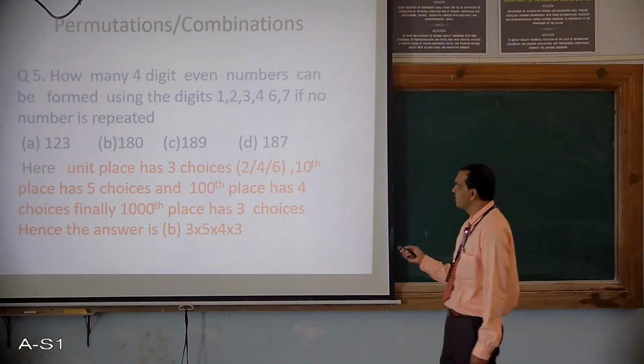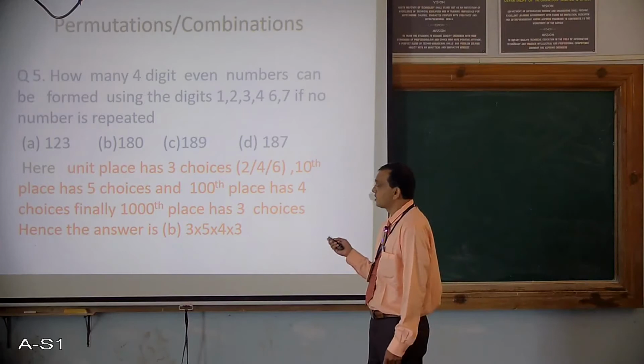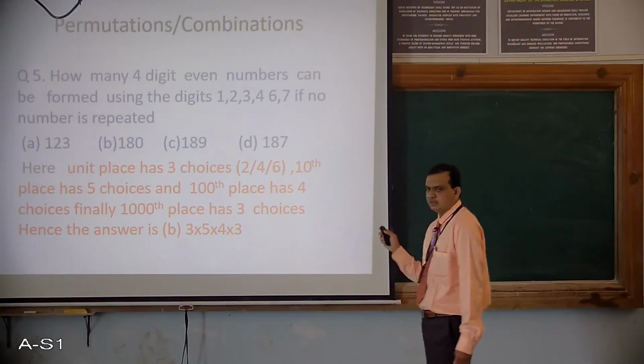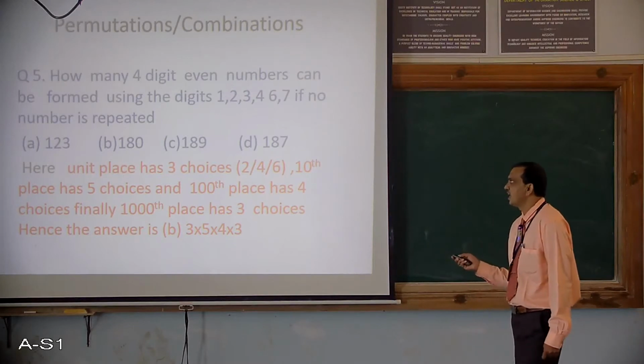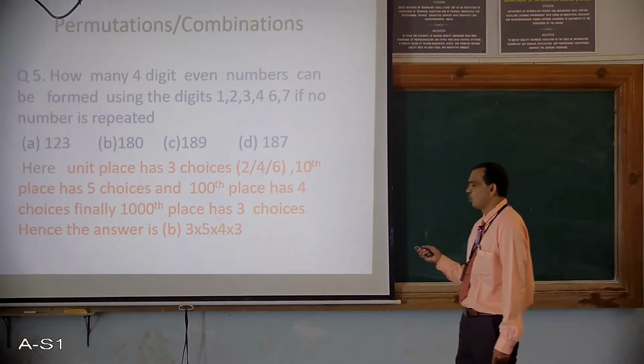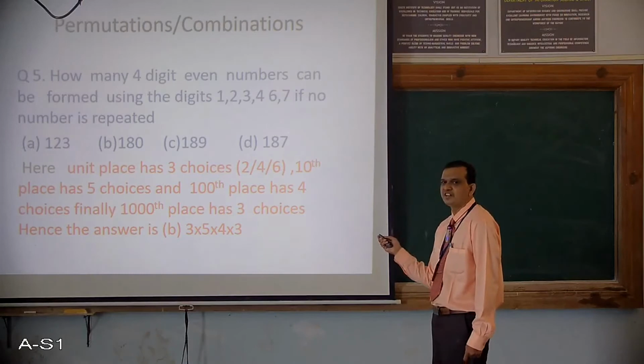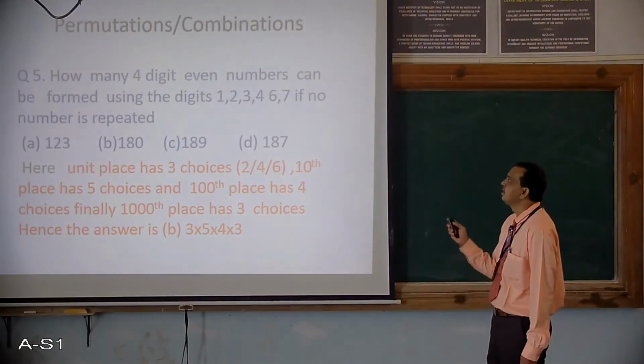So here also you can see the question is easily manageable, provided you notice that if it is an even number, the last digit has to be 2, 4 or 6 as per this set. Means in general if it is an even number, then only it is divisible by 2.